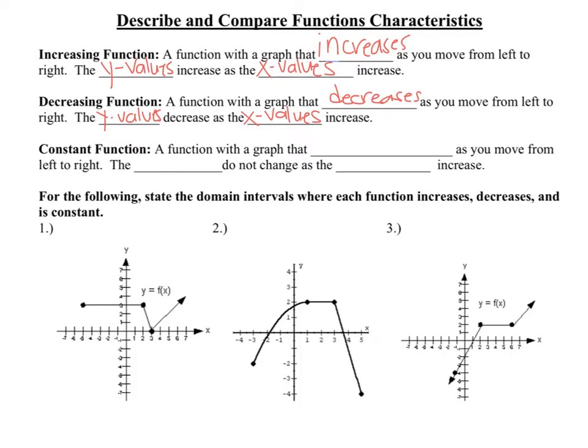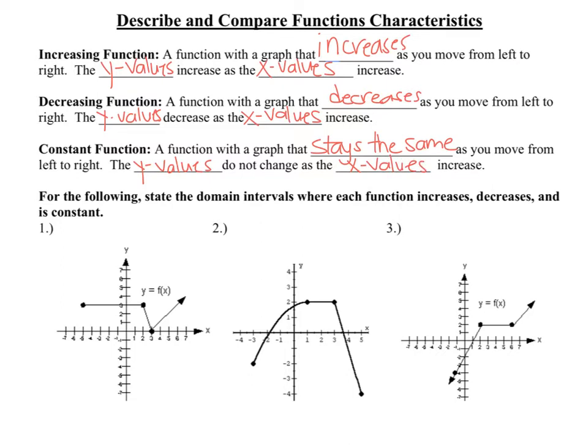A constant function is a function with a graph that stays the same as you move from left to right. The y values do not change as the x values change, or as the x values increase. It'll appear like a flat horizontal line.